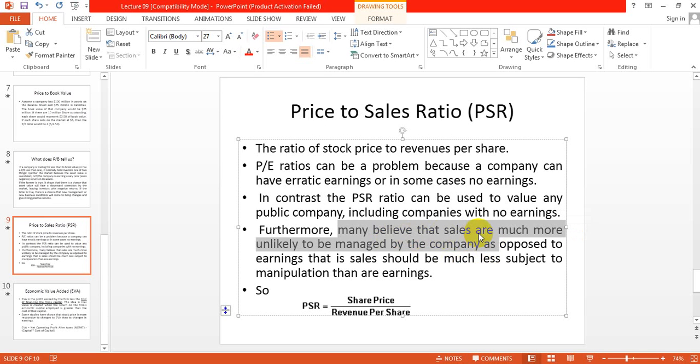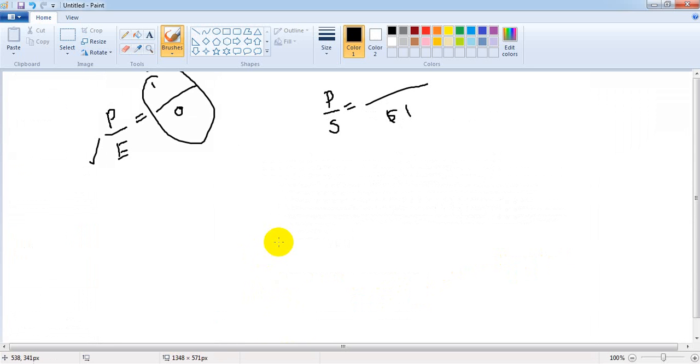Many believe that sales are much more unlikely to be managed by the company. That is, sales should be much less subject to manipulation than are earnings. In earnings, profit, I'm talking about net profit, earnings, there is much more chance of manipulation.